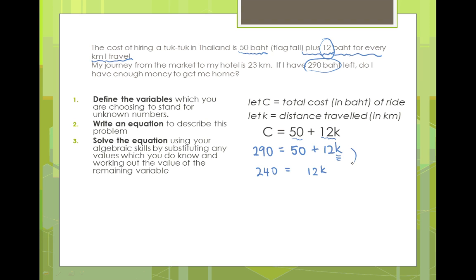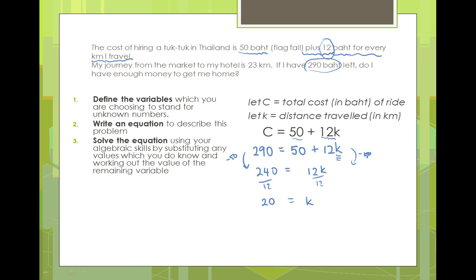And if you want to write down those arrows, well, of course you can. Some people are probably over that by now. Now I'm going to divide both sides by 12, because the opposite of timesing k by 12 is dividing by 12. So I'm just going to write it like this. And I find out that k is equal to 20.